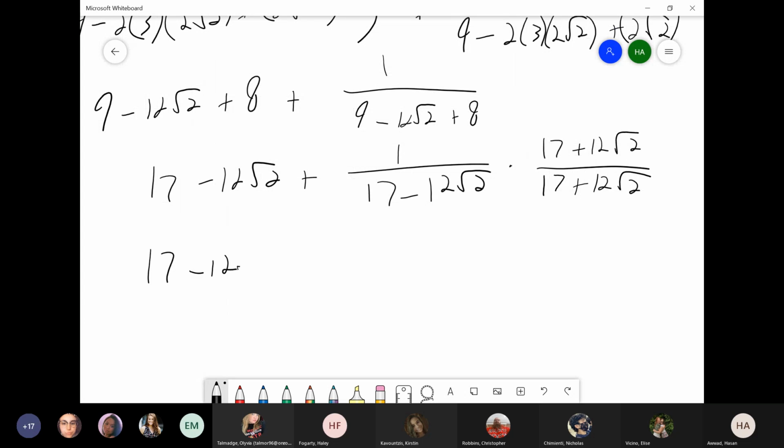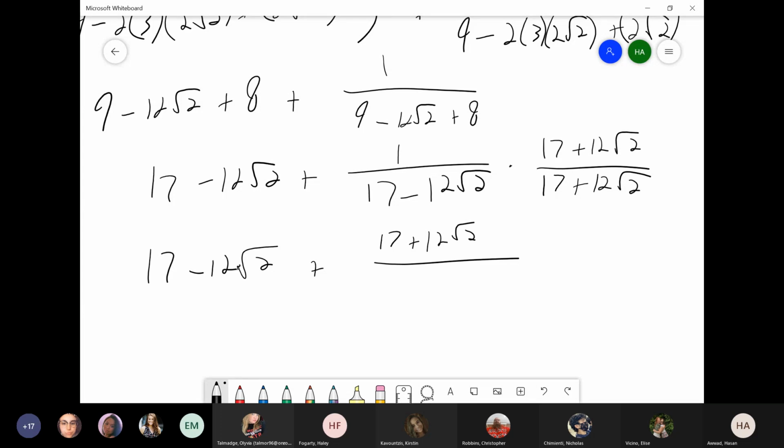We're bringing down this 12 square root of 2. And for the numerator of our fraction, whatever we multiply this by, we're multiplying it by 1, so that's just going to directly transfer over. So we're going to have 17 plus 12 square root of 2 on top.